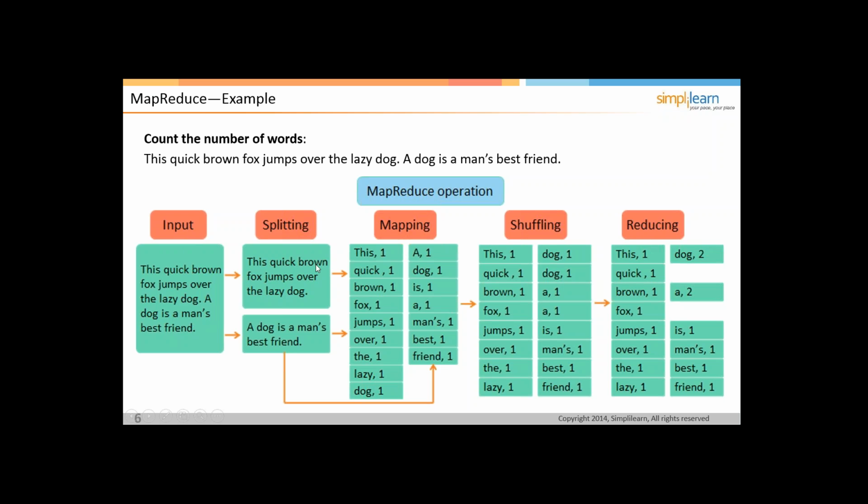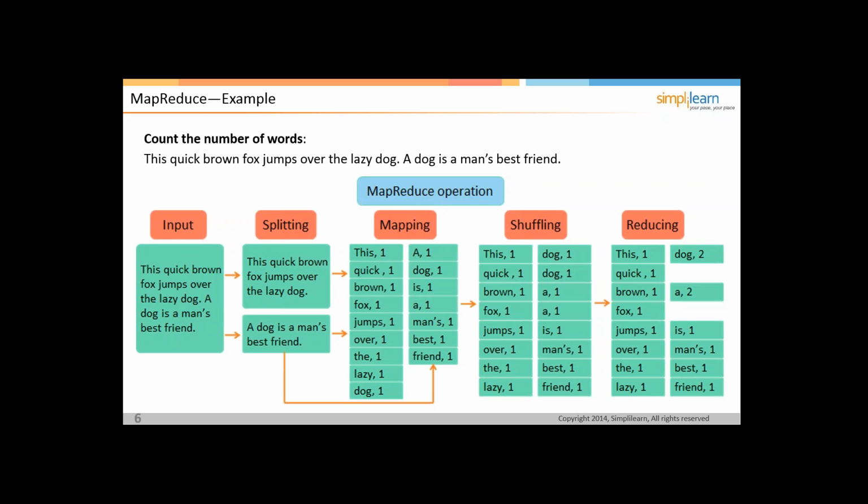In the splitting phase, the actual data is divided. Then comes the first mapping phase, where for each sentence the keys are specified, counting how many words there are and the occurrences of each word. That is counted in the mapping phase. After the end of the mapping phase, its outputs are entered into the intermediate phase called shuffling.